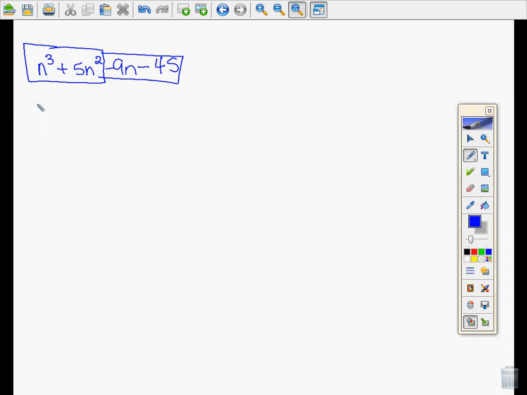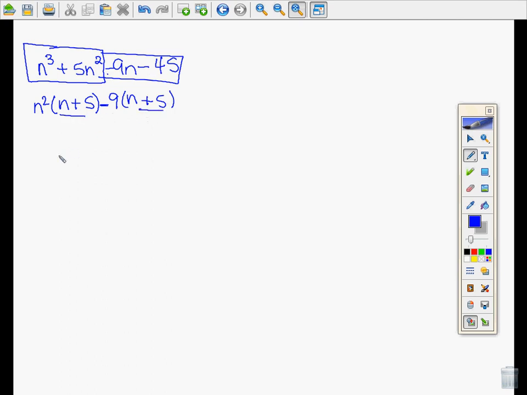So what do these guys have in common? N squared. N cubed divided by n squared is n. 5n squared divided by n squared is 5. Both of these have a negative. Anytime the first term is negative, you factor out a negative. And then these guys have a 9 in common. So negative 9n divided by negative 9 is positive n. Negative 45 divided by negative 9 is positive 5.